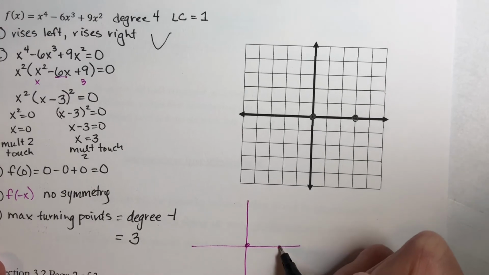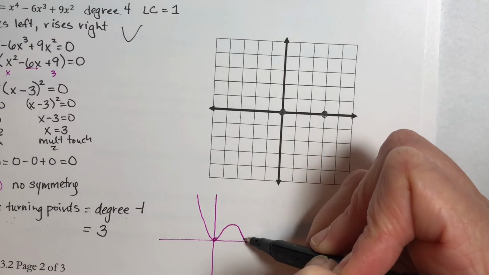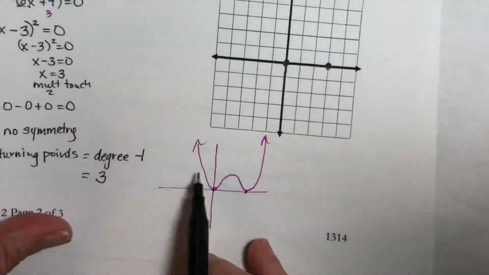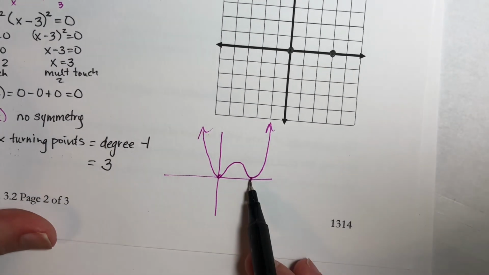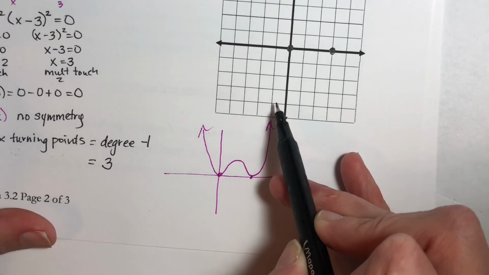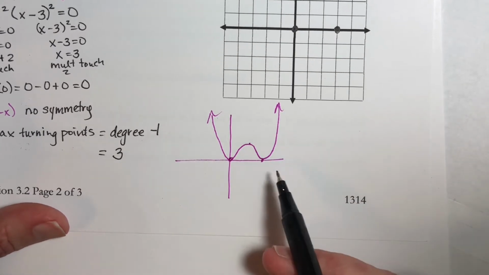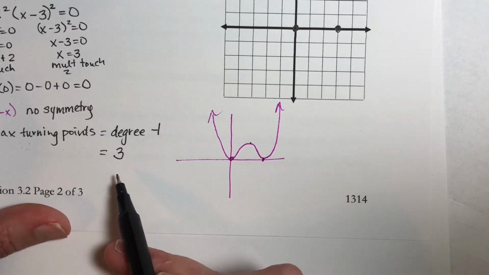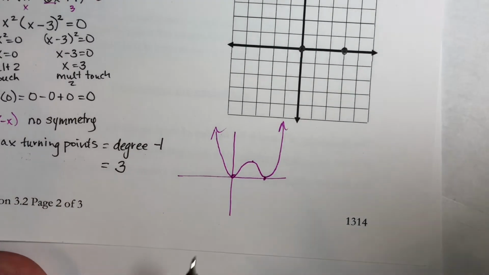I touch here and here, so I expect my graph to look something like this. Because it comes in from the top, it hits this, and then it doesn't cross, so I know it turns around. But then I need to touch here again. The only way that can happen is if I turn around again to come back down, and then I go up to the top. Look at how many turning points I have here. 1, 2, 3. That's the maximum number I'm allowed to have. Now, if this were just a paper test, this kind of thing would probably be good enough for me.